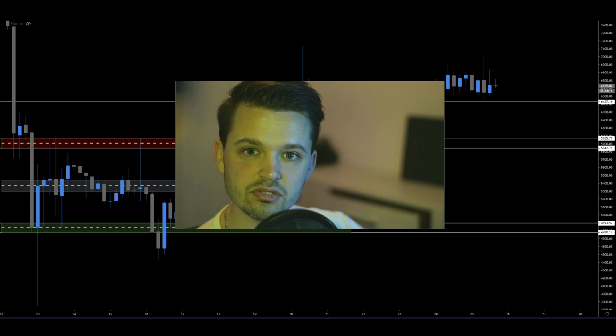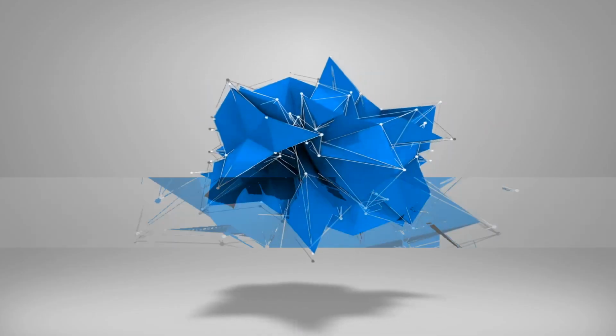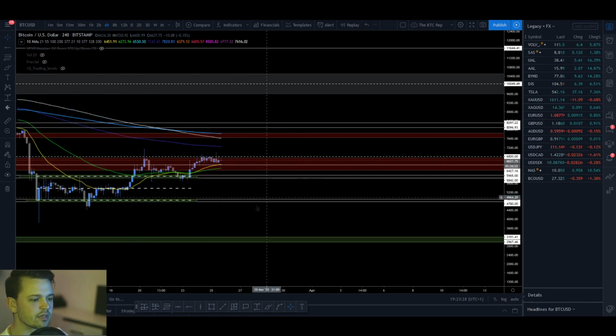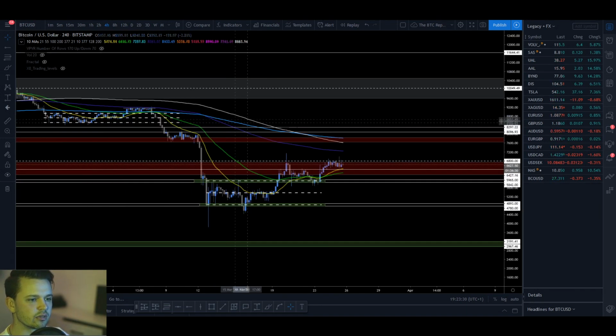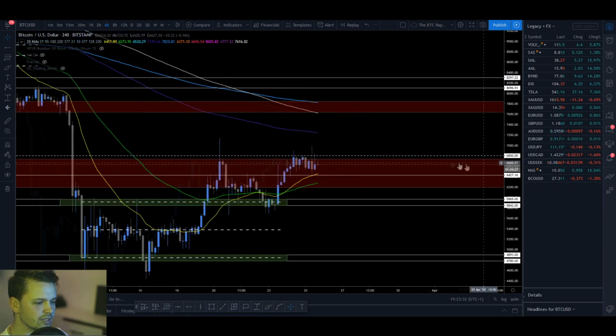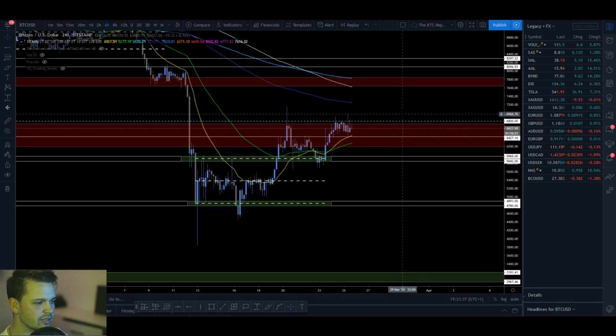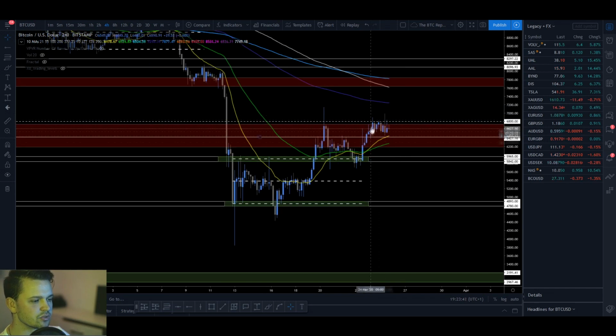All right, so let's just jump right into the charts. Let's start off by looking at BTC USD on Bitstamp. We're looking at the 4 hour. We are right now trading inside this high time frame resistance, right? With 6.8 being what I would think is the major area to take out.